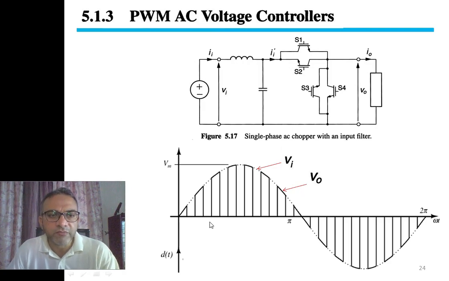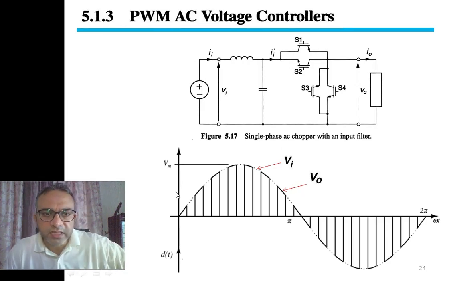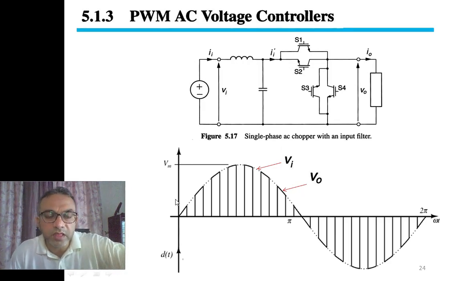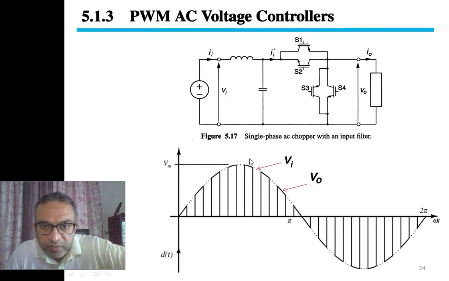Now, we must look very carefully that there are two parts of the bold waveform. One is this part which is following the sine wave. For example here, this is following the sine wave. And then there is a second part which is 0 volts, 0 volt over here, 0 volt over here.